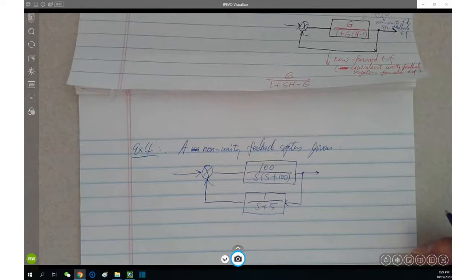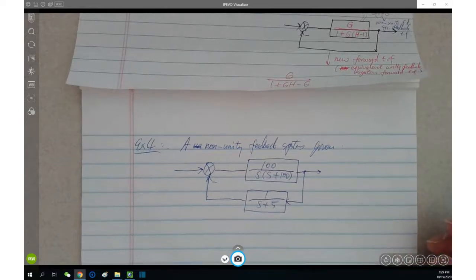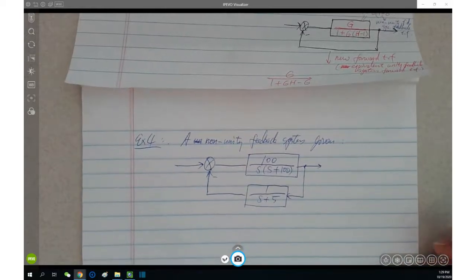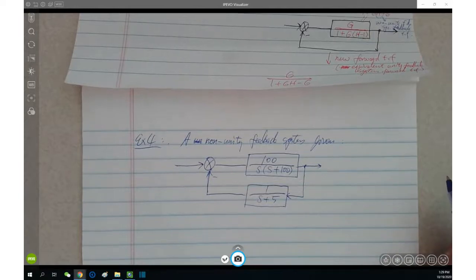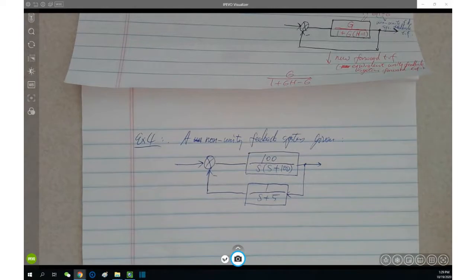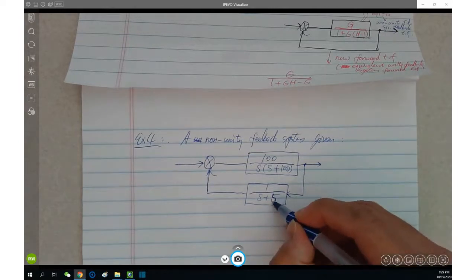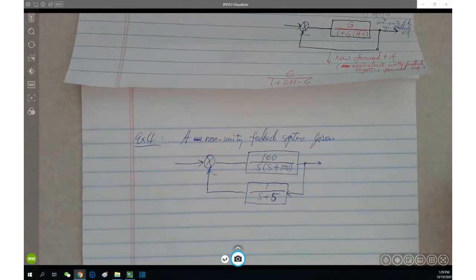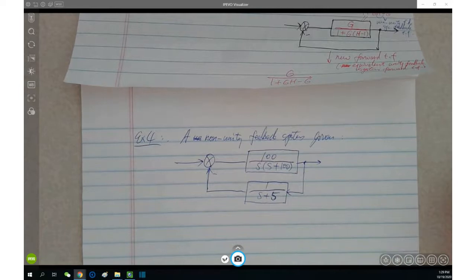Yeah, my handwriting is a little bit hard, I think, to differentiate the S and the 5, but I'm writing 5 in this way. I think it should be clear now.